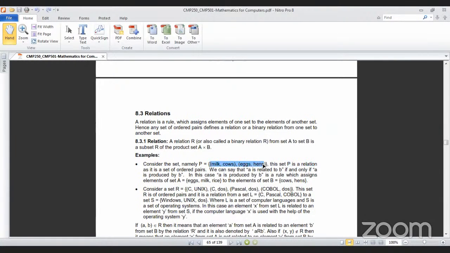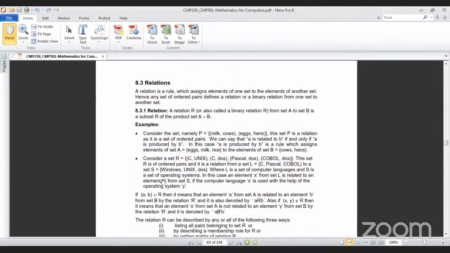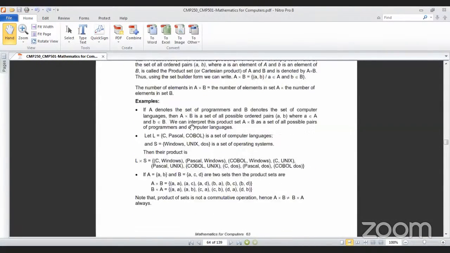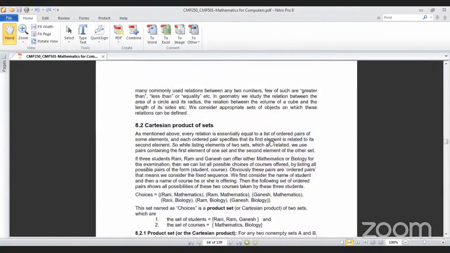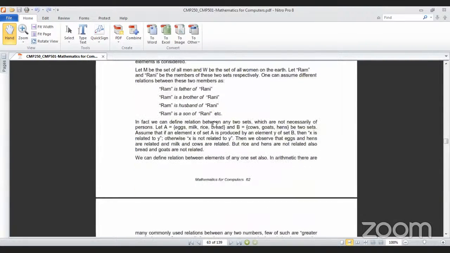Only this possibility is there, na? Yes or no? Milk is produced by cow. Eggs are produced by hen. Only this relation will be there. Earlier A and B were this part. You can see cows, hens. And there was one more thing in this example. Where is it? Goat was also there, na? Goats were also there.